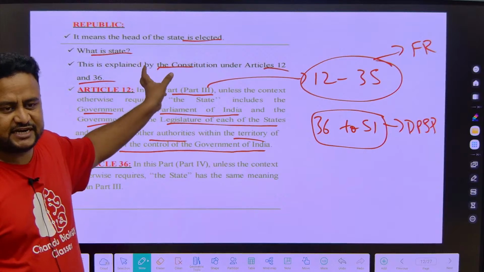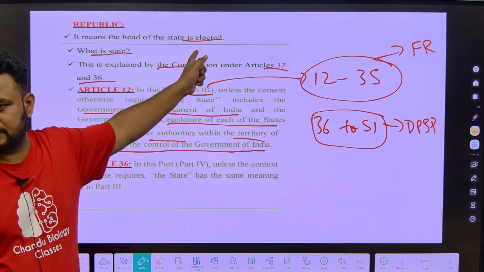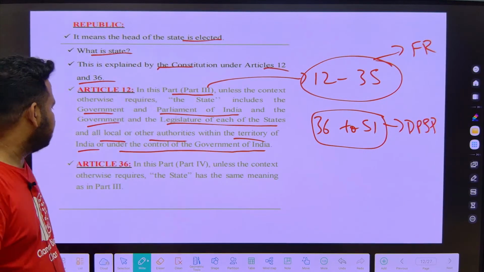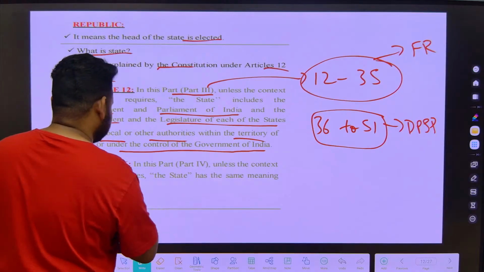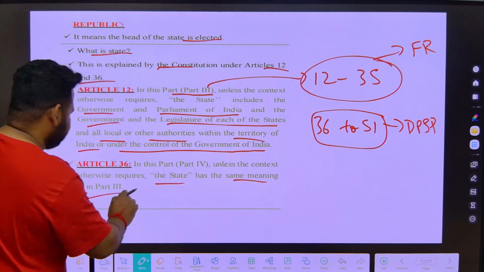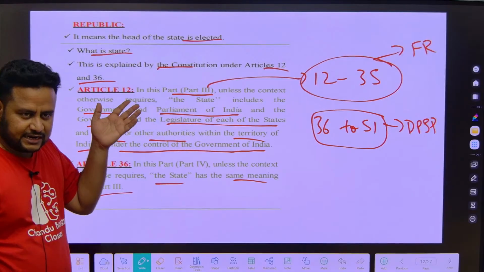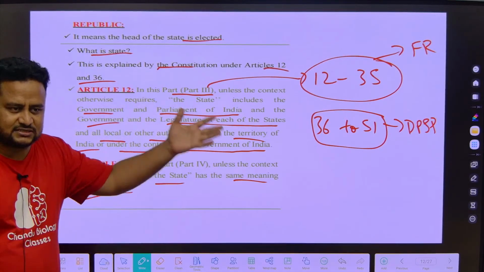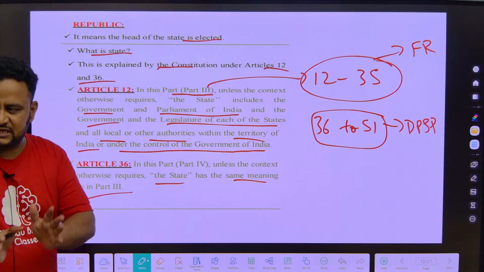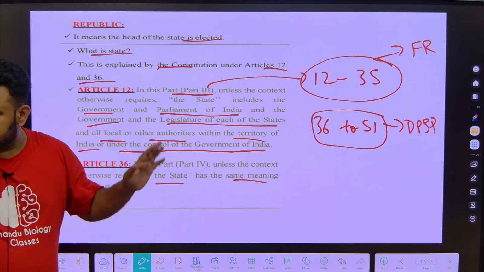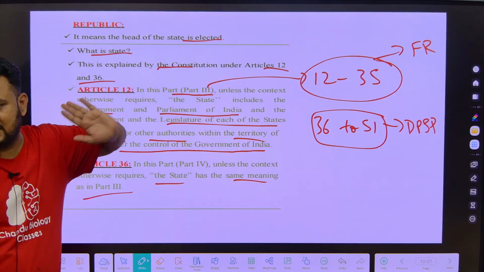So the head of the state should be elected. Here the head of the state refers to the Indian state. It is elected. That is the meaning of republic. In article 36, unless context requires otherwise, the state has the same meaning as in part 3. Okay, article 12 and article 36 are talking the same way: unless there are other exceptions, it is saying that state is the same as the state present in article 12.